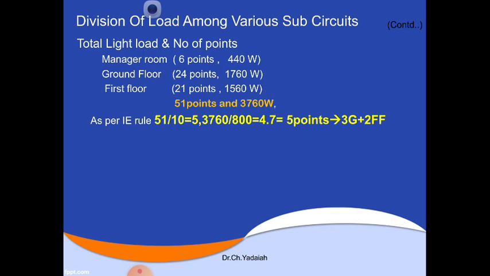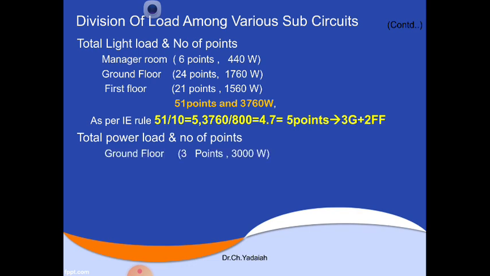Okay, now coming to the power load calculations. Now total power load and number of points. Similarly, the ground floor has 3 points, 300 watts, and the first floor has 3 points, 3000 watts, and AC points are 2 points, 2000 watts.